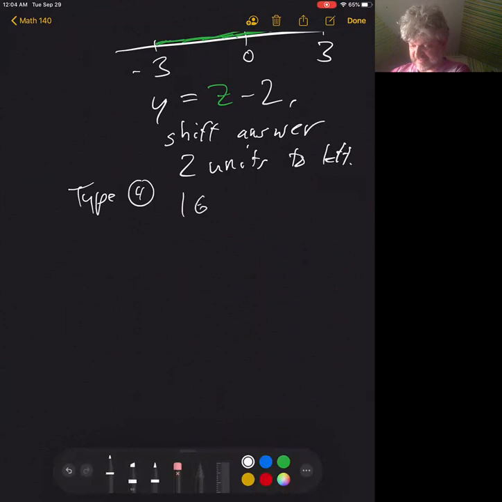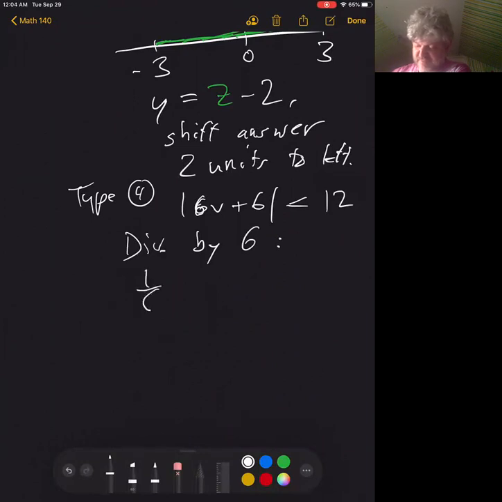Absolute value of 6v plus 6, absolute value of that, less than, strictly less than 12. Here we need two tools. One of the tools: divide both sides by a positive number, namely 6. So you can write this as 1/6 times absolute value of 6v plus 6 less than 1/6 times 12, or 12 over 6, that's a 2.